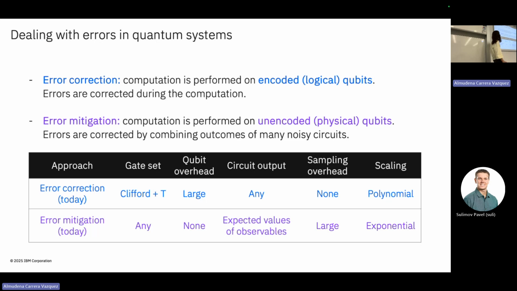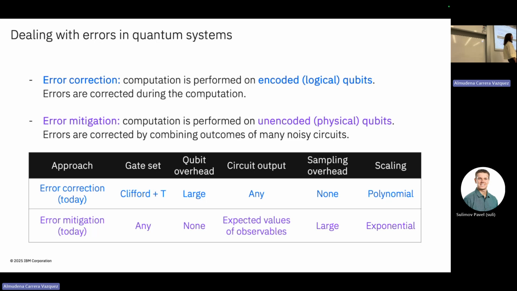So how do they compare? Error correction is performed only on Clifford plus T gates, because we only know how to do error correction on these types of gates. Error mitigation, you can do on any gate, for example CNOTs or any rotations. Now, qubit overhead: error mitigation has none, you just run your circuits. Error correction has a large overhead, because for each logical qubit that you use, you need to use many physical qubits. As for circuit output, with an error-corrected circuit you can get any type of output, while error mitigation you can only apply for expectation values.